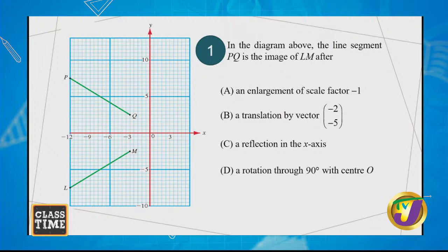If we look at the points Q and M, and count the number of units from Q to the mirror line, which is the x-axis, and from M to the mirror line, it should be the same. It should be equidistant. So our answer is reflection in the x-axis.